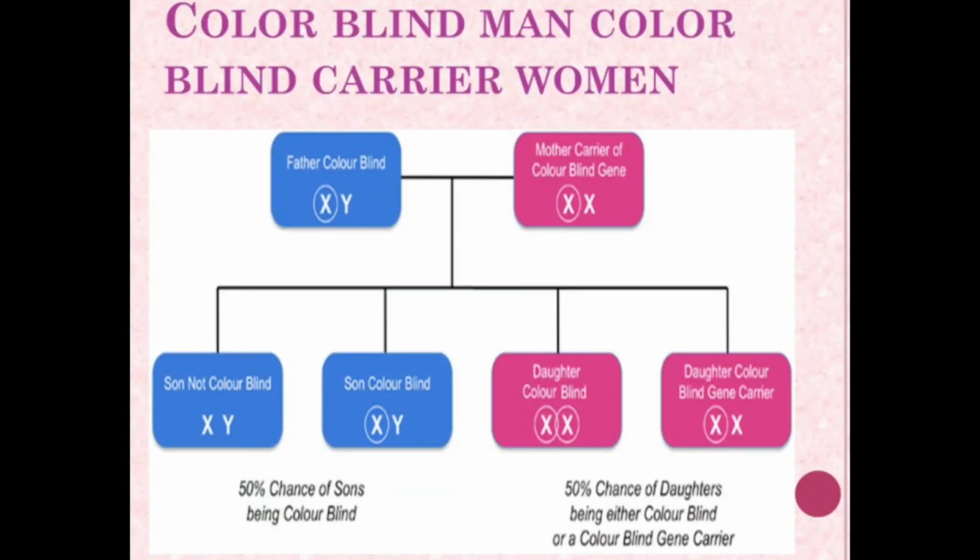Another example of a linked gene that we encounter a lot in everyday life is color blindness in people. A colorblind man and a colorblind carrier woman creating offspring will result in a 1:1 ratio of color blindness. Males inheriting the X-linked colorblind trait from their mother will be colorblind, and females that inherit the colorblind gene from both of their parents will be colorblind, and the rest will be carriers.